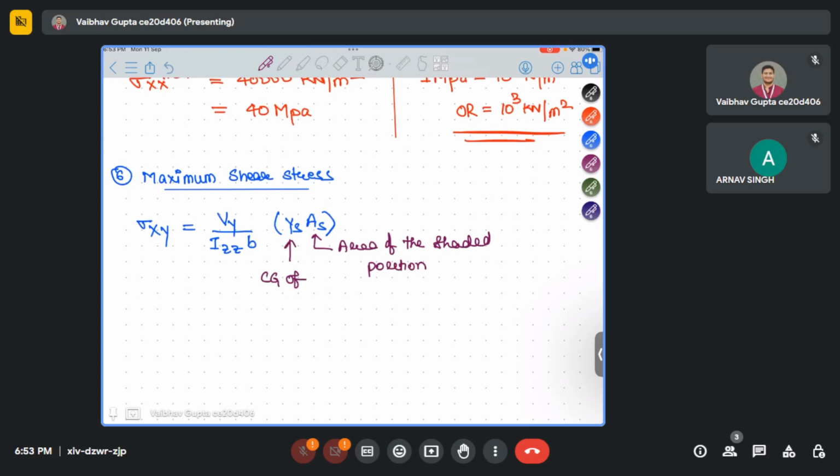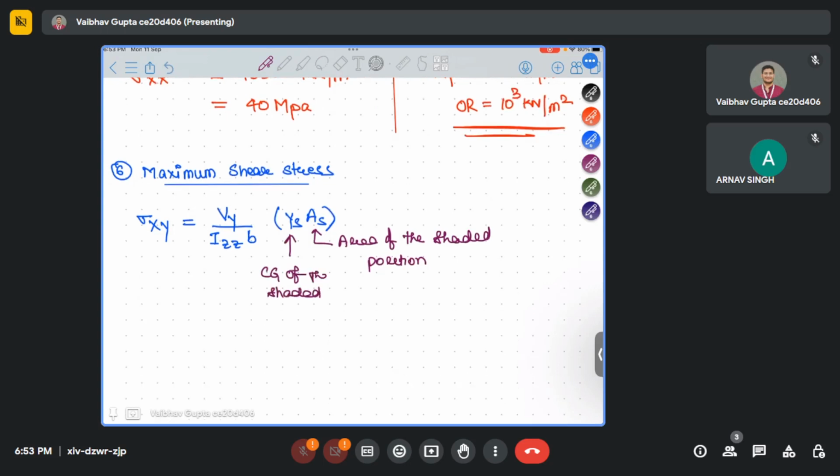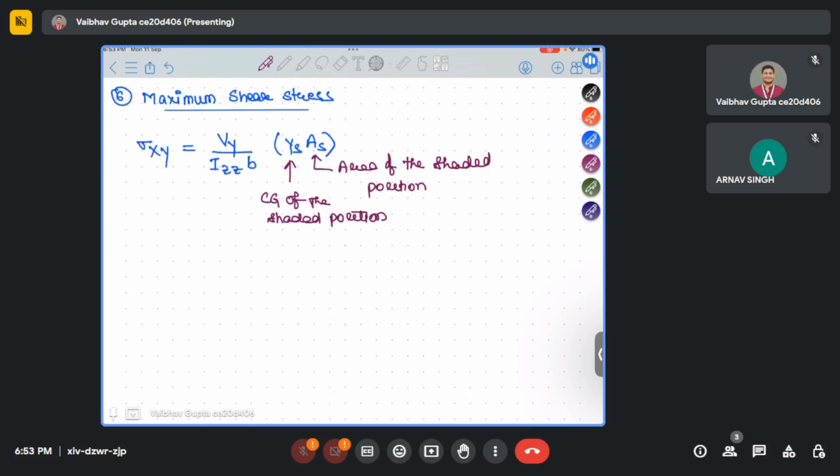CG means center of gravity. Okay. So now what cross section have we been given in the question? Rectangular cross section. This is the CG of the rectangle. We are following this coordinate axis as I told you earlier, y and z. So we have to find the maximum shear stress.